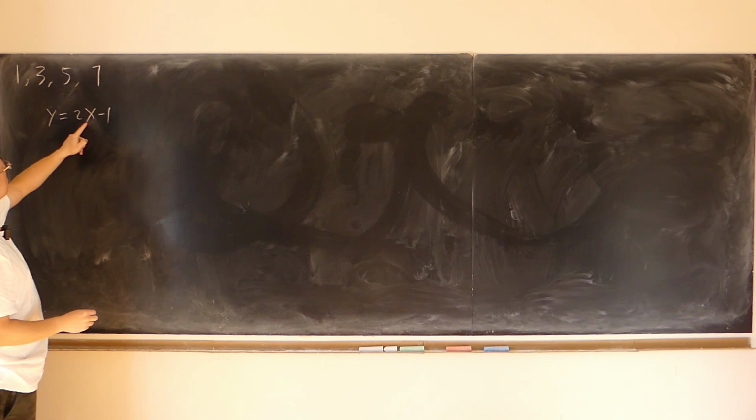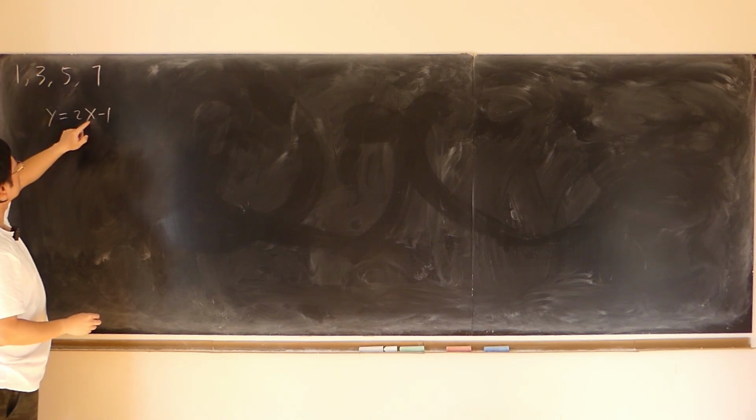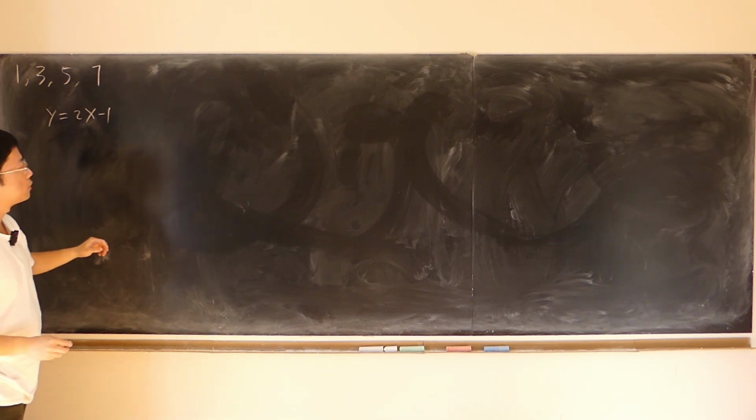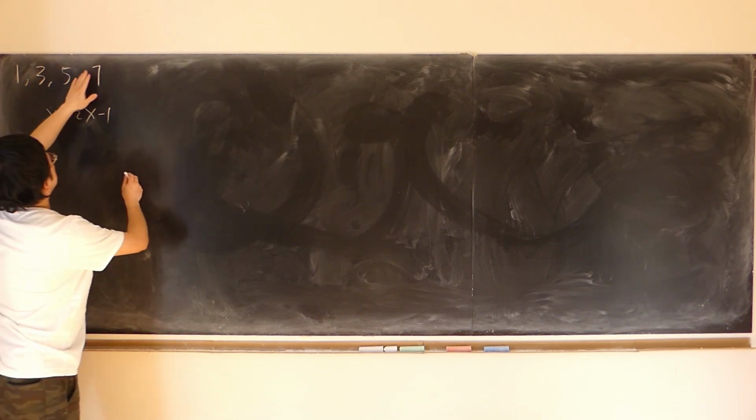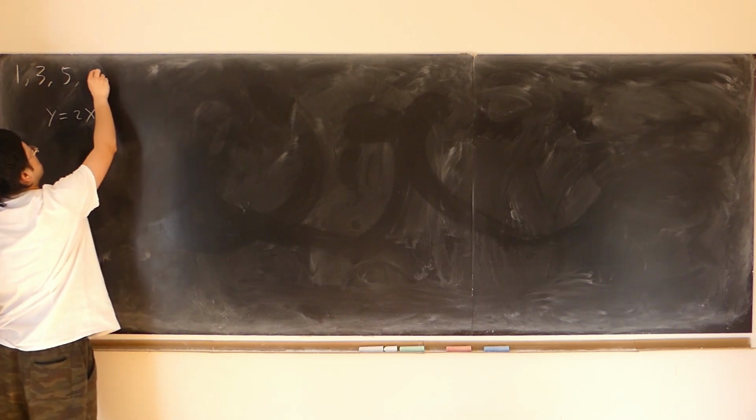X is equal to 2, y is equal to 3. X equal to 3, y equal to 5. X equal to 4, 8 minus 1 equals 7. Right, that's the justification. Now I say the next number, for example, is 8.